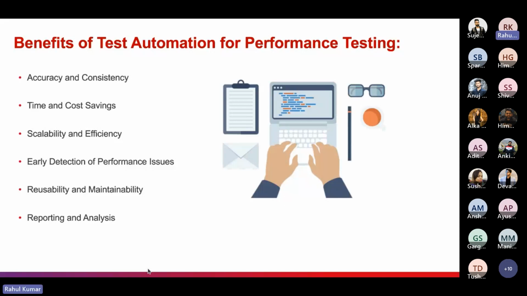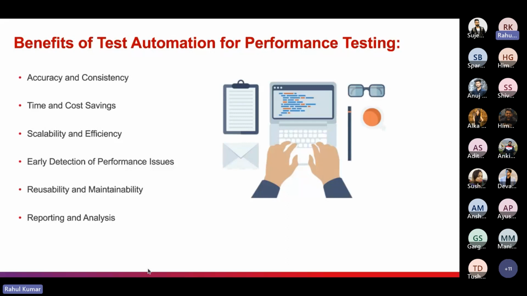Scalability and efficiency, the third point. Automation allows for the testing of a large-scale system with thousands of concurrent virtual users, in which we simulate real-world scenarios for better efficiency. Automation tools can generate a significant load on the system that can uncover performance bottlenecks and scalability issues that may be missed in smaller-scale tests.